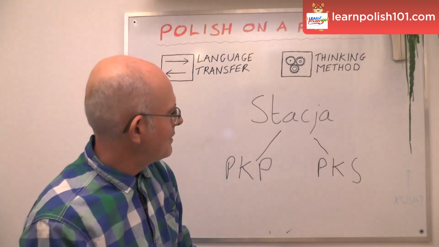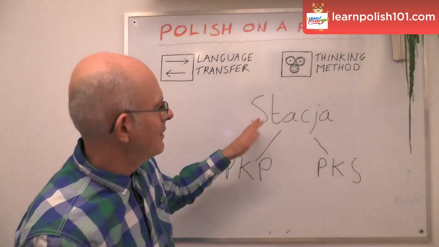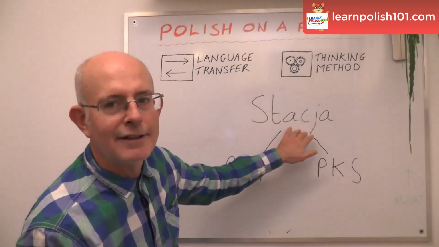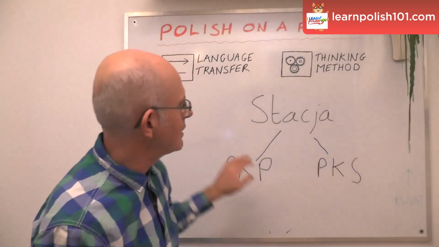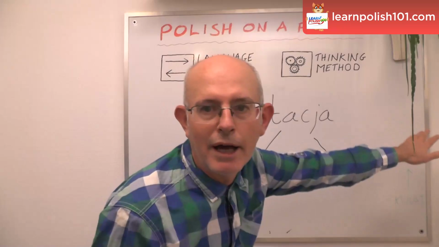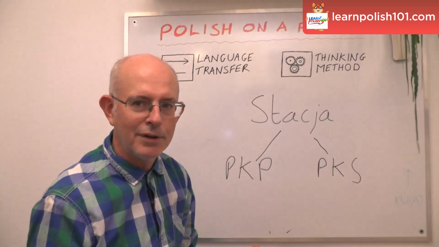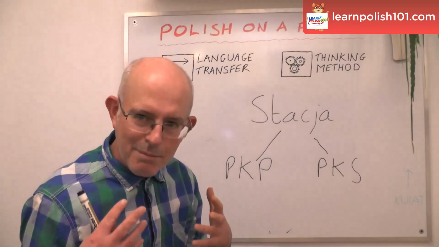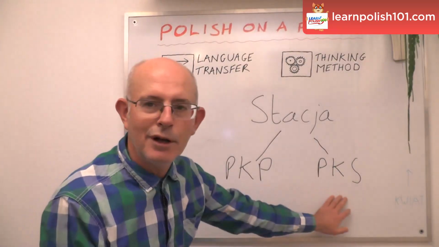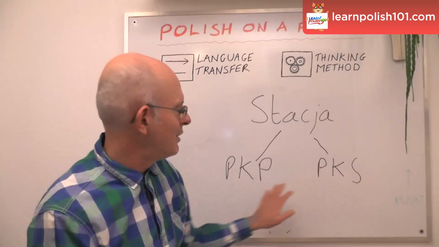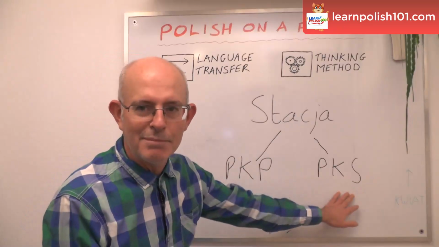Right, now so you'd be asking gdzie jest stacja PKS or gdzie jest stacja PKP to make it clear which one you want. The problem is, how do you remember these two, because they're so close together, to remember that this one means train and this one means bus.